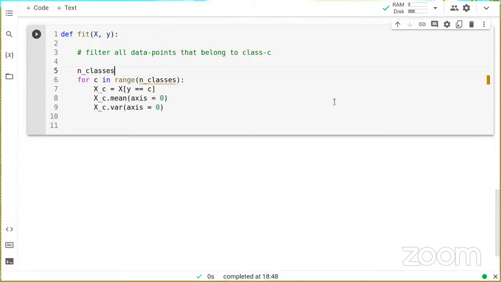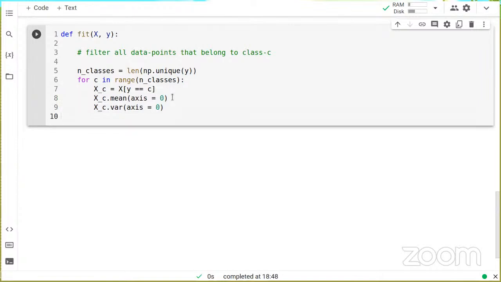Now, how do I estimate the number of classes? Can someone tell me how to do that? If you have access to y, the label vector, you find the unique values and count them. Okay, so you just get hold of the unique values. So I have now estimated the mean and the variance for each class.